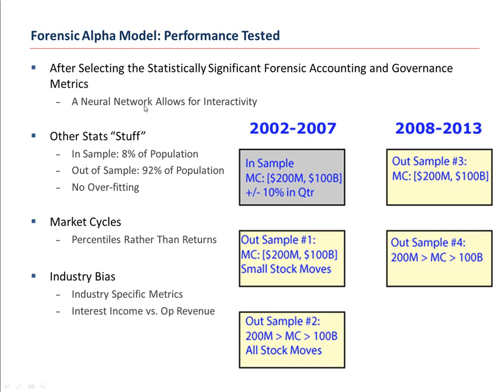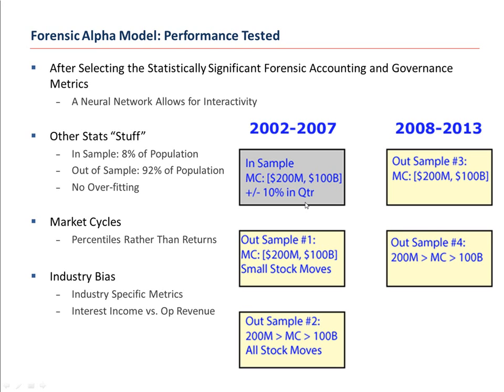Some more details, some more rigor. Probably the most important part of the forensic alpha model is not the neural network or Summers' D, or even the metrics themselves, it's the sampling. The in-sample was 2002 to 2007, so 6 years. And in fact, I took companies that were between $200 million in market cap and $100 billion in market cap. Then I took those that moved plus or minus 10% in a quarter.